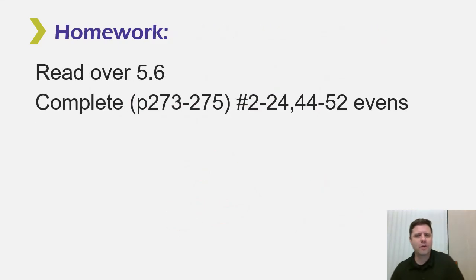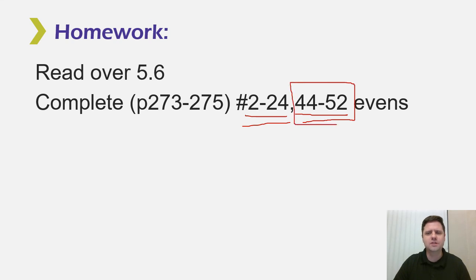So for your homework, what I want you to do is, again, watch this video a couple times if you need to. Read over 5.6. You need to complete pages 273 to 275. I want you to do numbers 2 through 24 and then 44 through 52, the evens on all of those. The sine problems are going to be the new things. These last ones are going to be cumulative review problems. Please don't skip those. They are good reviews to make sure that you're not losing sight of other things we've already learned, especially with a semester final coming up not that long from now. It's good to be reviewing that stuff as we go along.